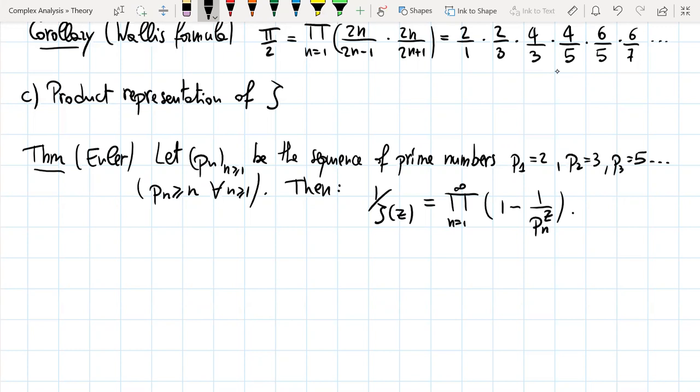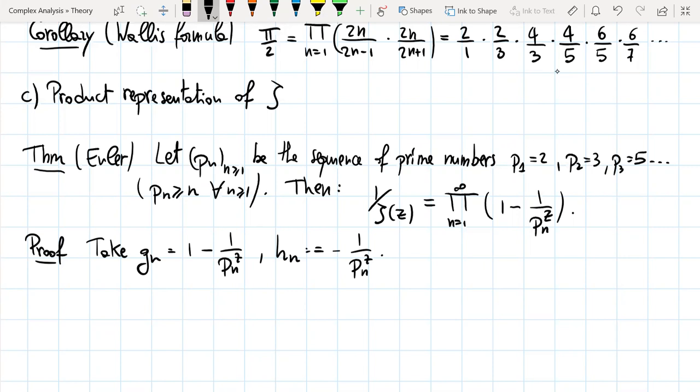So in order to prove this theorem, we'll first make sure that the infinite product is well defined. For this reason, we will use the lemma. And then we will prove the equality here. So let me do the proof. So we want to apply the lemma. So the sequence of functions gn are the functions 1 minus 1 over pn to the z. And hn is therefore the function minus 1 over pn to the z. Okay, so these are the functions we want to consider. So this is for n bigger or equal than 1.